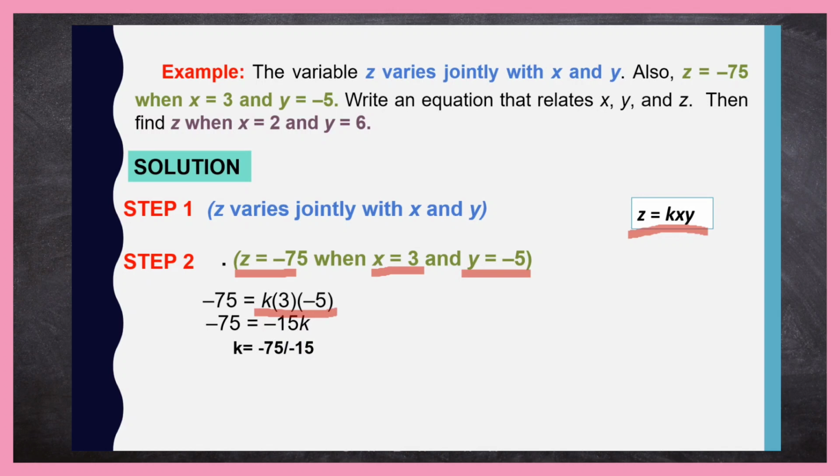Then after that, let us divide both sides of the equation by negative 15. Then we will cancel the negative sign. Then we have 75 divided by 15. The answer is 5. So, the constant of variation is K is equal to 5. Now, using K is equal to 5, let us move on to step number 3.